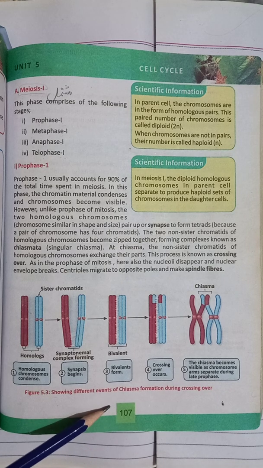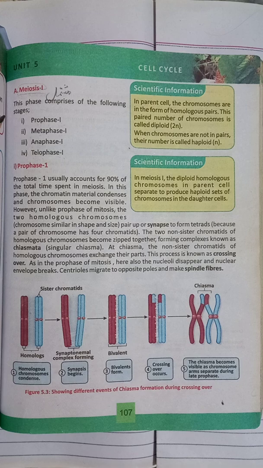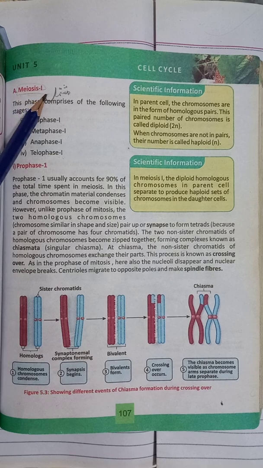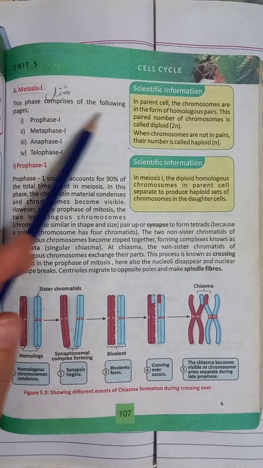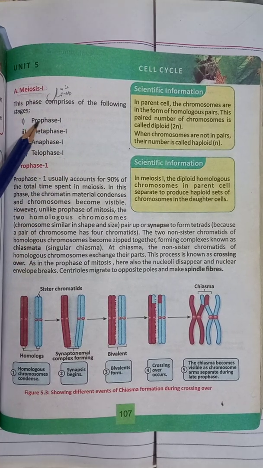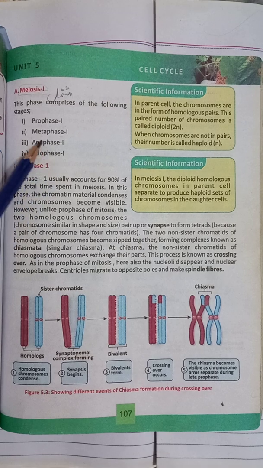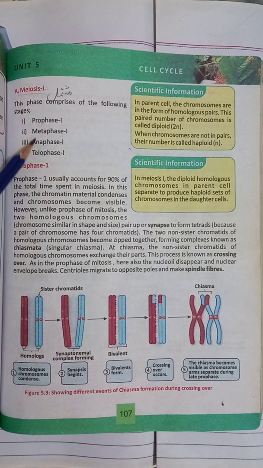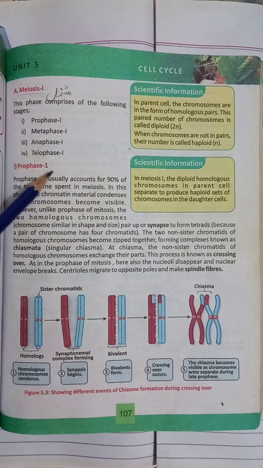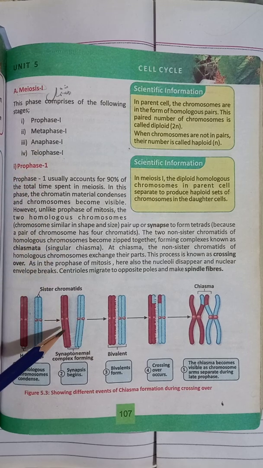Students, come to page number 107. As on the previous page we have done about meiosis, that meiosis is completed in 2 main steps or stages, that is meiosis 1 and meiosis 2. So meiosis 1 starts from here. This phase comprises of the following stages. इस phase के, that is meiosis 1, इसके following further steps or stages हैं, that is prophase 1, metaphase 1, anaphase 1 and telophase 1. So whenever a cell passes through these 4 steps, meiosis 1 is completed. Then meiosis 2 is going to start. So when meiosis 2 is completed, finally one cell or parent cell gives rise to 4 daughter cells.